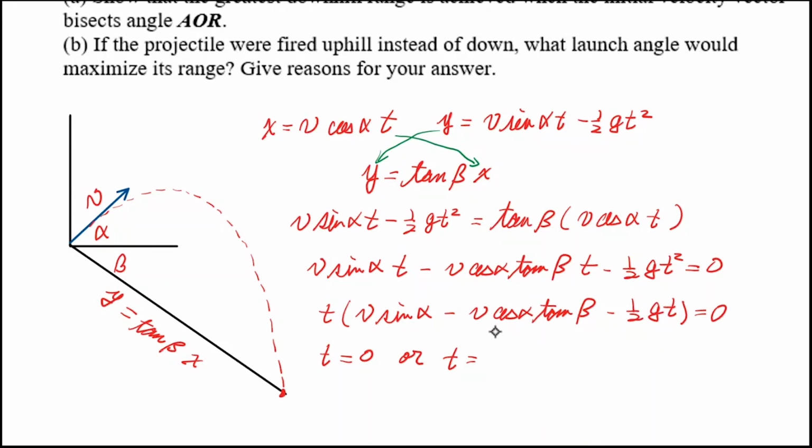Right. v is a common factor, and then 2 up here, so 2v over g, and then I have this thing minus that thing, right? Sine alpha minus cosine alpha tangent beta.